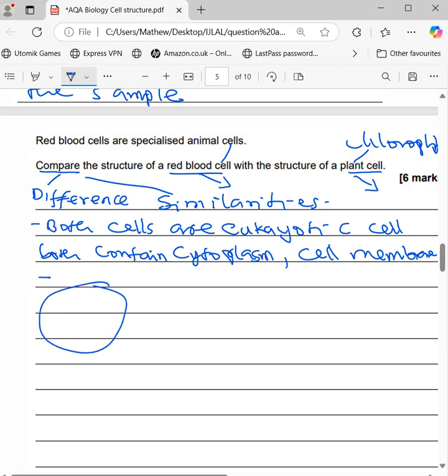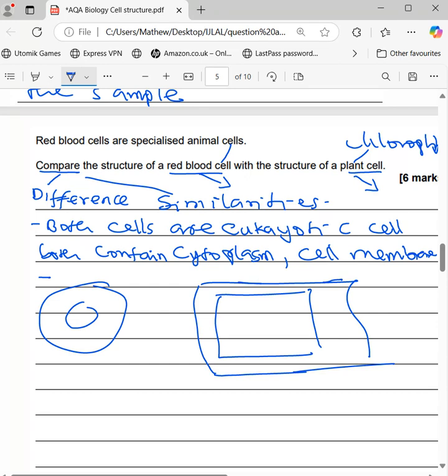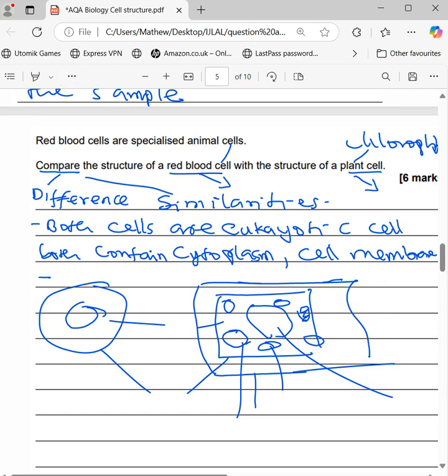You should be able to draw them, possibly from their diagram. If you draw this from the diagram, this one has a vacuole and a nucleus. This does not have a nucleus. It's just trying to describe the biconcave disc shape. Both have cell membrane, both have cytoplasm. However, plants have vacuole, mitochondria, chloroplast, and nucleus. So that's it. Once you do that, there is nothing that will stop you from getting your full 6 marks.